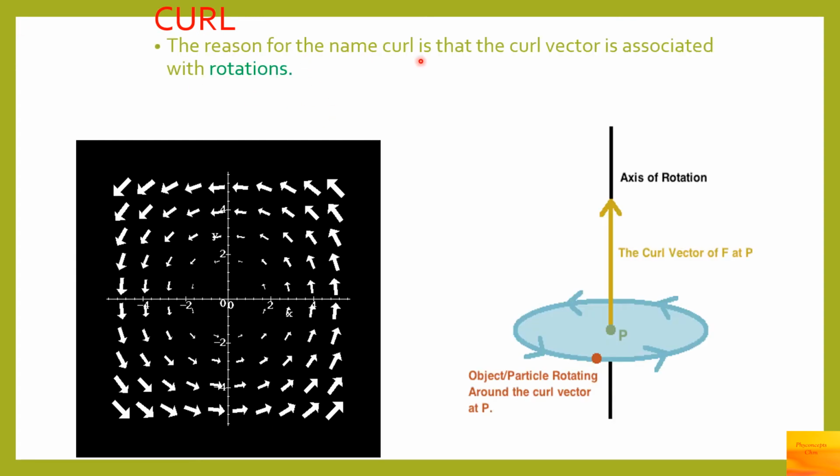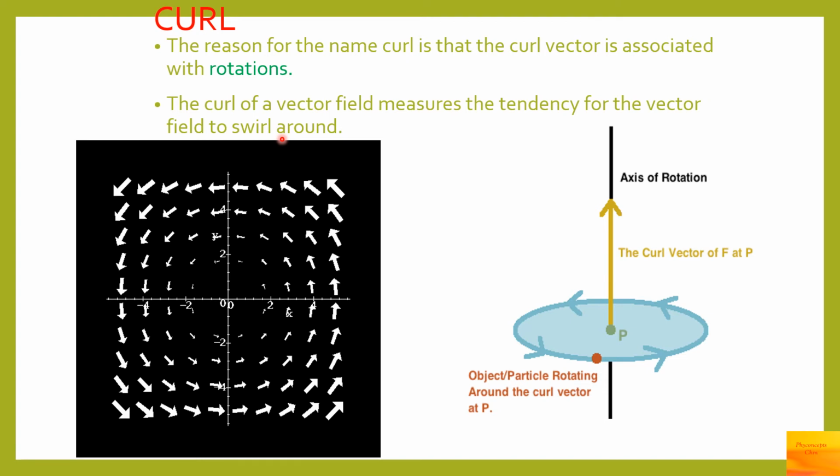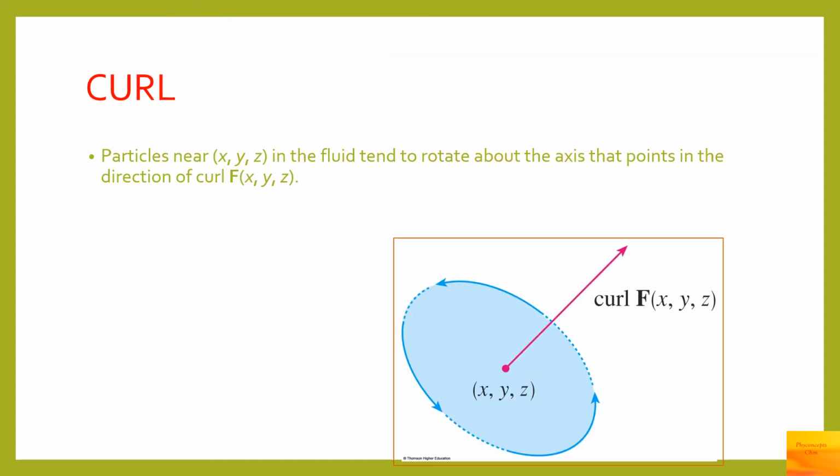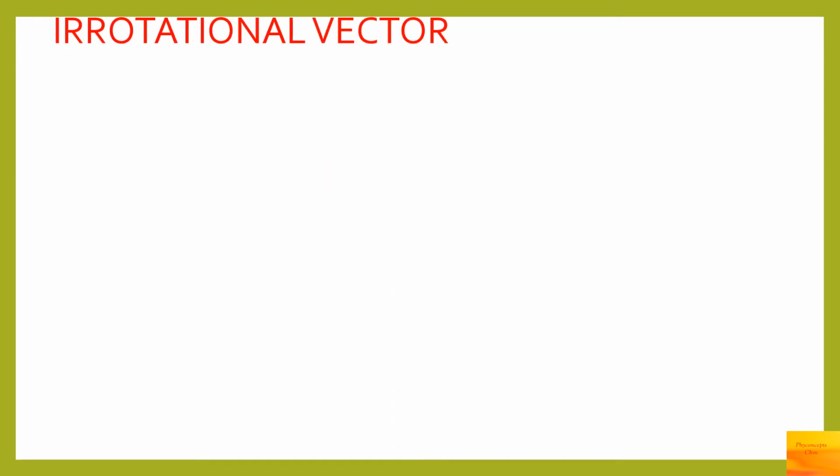So the reason for the name curl is that the curl vector is associated with rotations. The curl of a vector field measures the tendency for the vector field to swirl around, to turn around. Now particles near this point x, y, z in the fluid tend to rotate about this axis that points in the direction of this curl F bar. The length of this curl vector is a measure of how quickly the particles move around the axis. A rotational vector.